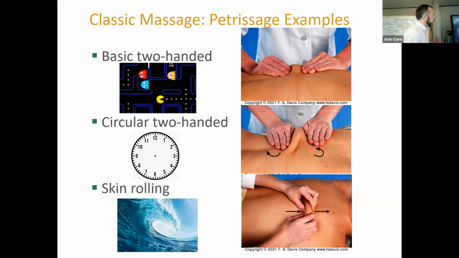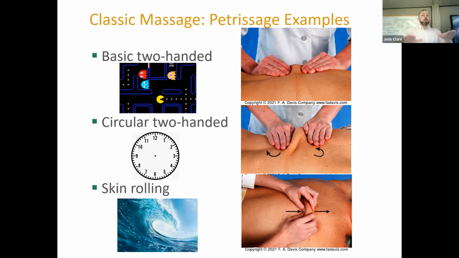So we have three techniques: basic two-handed, circular two-handed, and skin rolling. Basic two-handed, you put your hands in the shape of a little Pac-Man guy. And then you just go wah. That's all you do. Yeah, I have to make the sound.